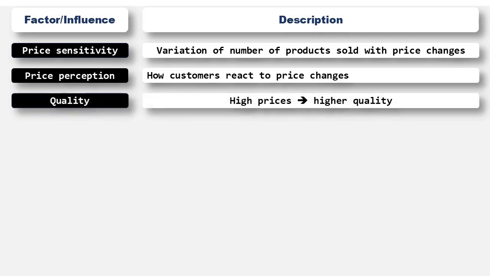Quality. This is linked with price perception. Some customers equate higher prices with better quality, and again will be prepared to pay a higher price in order to buy what they consider to be a higher quality product.